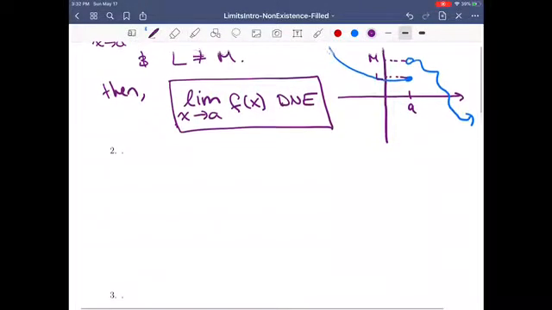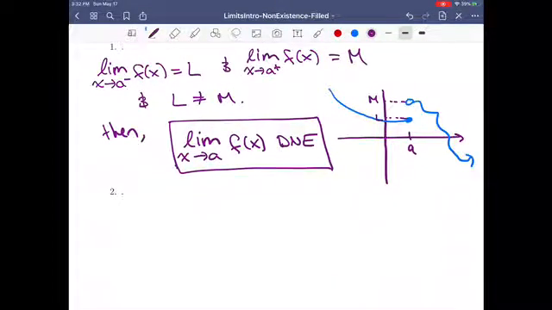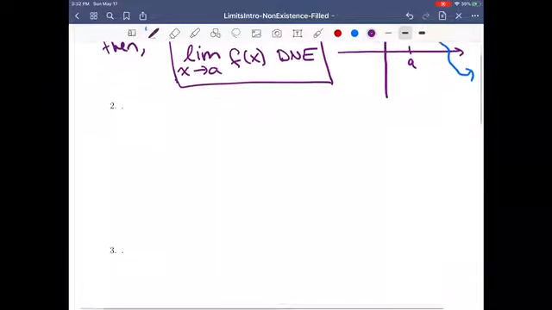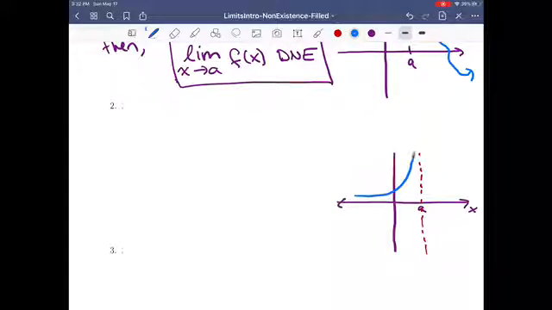There's two more where the limits approach actually a number that doesn't exist. In this example, they both approached a number that did exist, but we could imagine that we had something like an asymptote. Maybe here's A. A is not in the domain. But maybe the function approaches, in this example, they're both going to positive infinity.